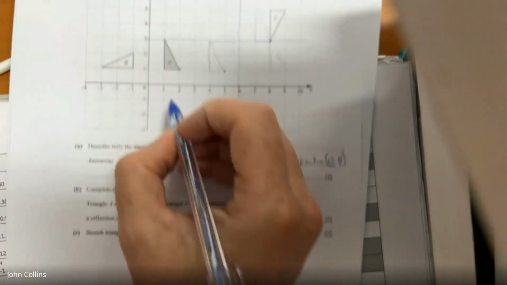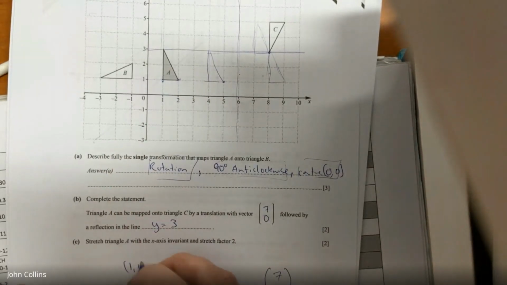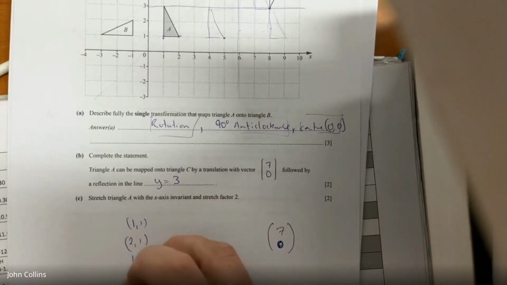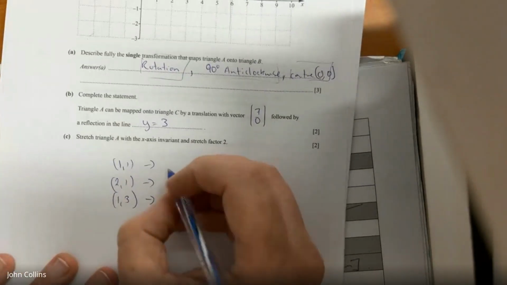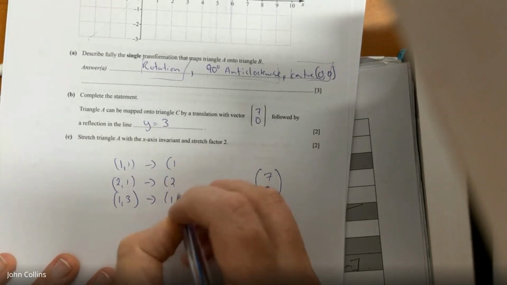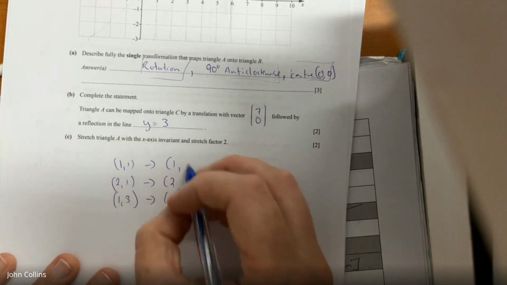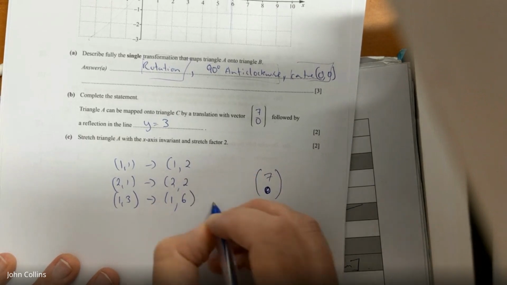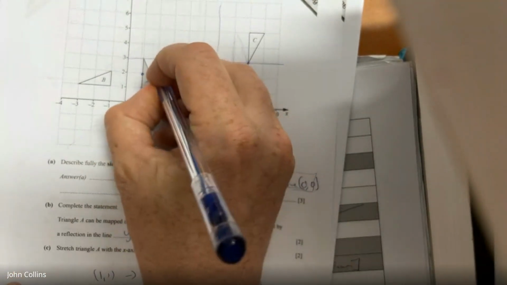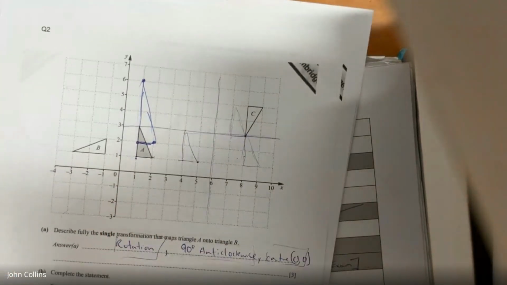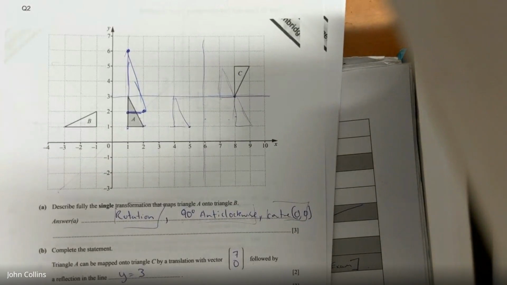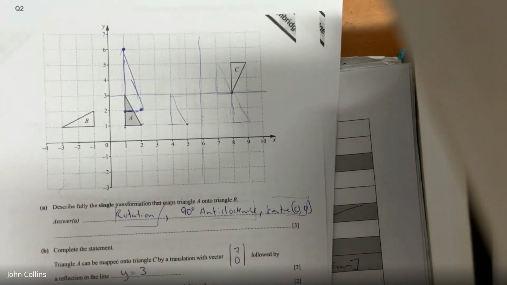Okay, so what I do for this is I just write all the points. 1, 1, 2, 1, and 1, 3 are the 3 points. X-axis invariant, so x is going to stay the same: 1, 2, 1, and the y-axis gets stretched to 2, 2, 6. And then we put in these new points: 1, 2, 2, 2, and 1, 6. And that's how we do that. So it should look like that. If it looks like that, give them 2 marks for that one. And then we move on to question 3.